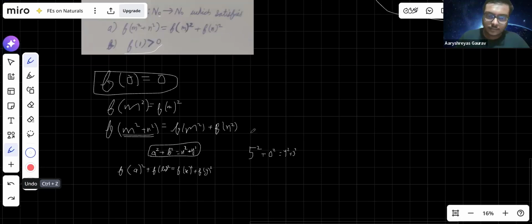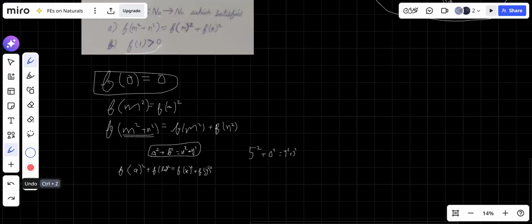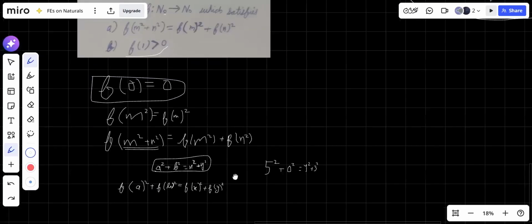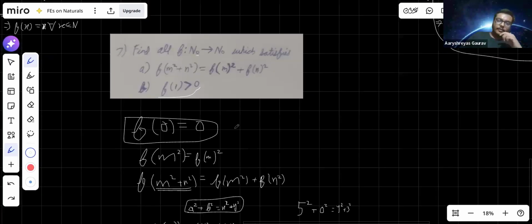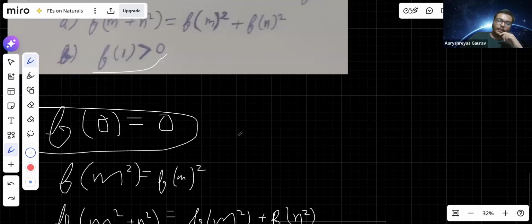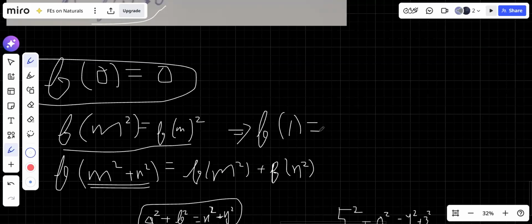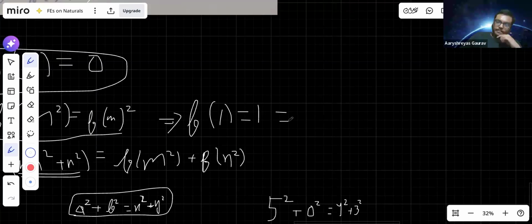We'll get that F3 is 3 and F4 is 4. One more thing: if I put m is equal to 1 in this condition, then we will get f of 1 is 1. And then you can get f of 2 is 2 and all that. And we can get f of 2 is 2, of course.